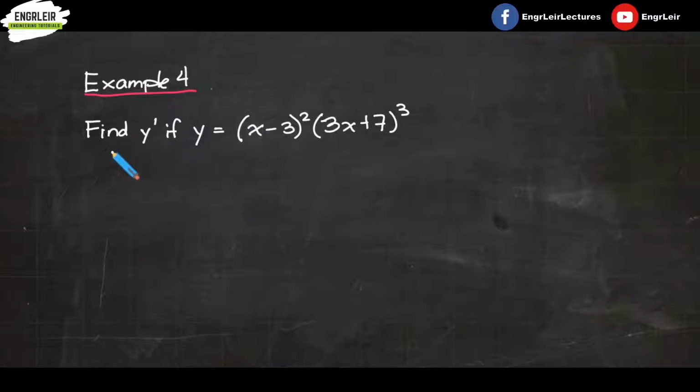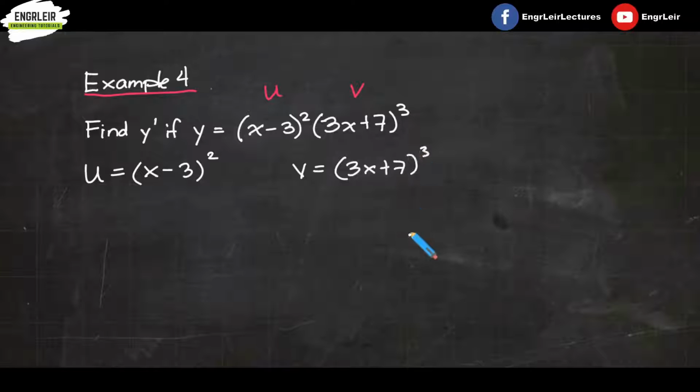Okay, so example number 4: find y prime if y is equal to this product, x minus 3 squared and 3x plus 7 cubed. So let's label this one u and this one v. In other words, u is x minus 3 squared, and v is 3x plus 7 cubed. Now, in the product rule, I need the derivative of u with respect to x and the derivative of v with respect to x. So, for the derivative of u with respect to x, we can use the chain rule for this one.